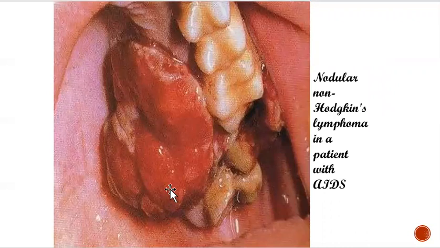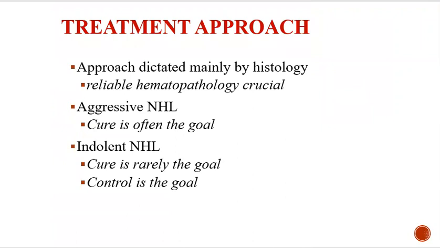In this picture, you can see a nodular non-Hodgkin lymphoma lesion in a patient with HIV syndrome. For the initial treatment of patients with intermediate or high-grade lymphomas and patients with bulky disease, an inpatient setting is recommended in order to monitor for tumor lysis syndrome and to manage it appropriately. In aggressive lymphomas, cure is often the goal of treatment. In indolent lymphomas, cure is rarely the goal, but control is the goal, and the approach is dictated mainly by the histology of the lymphoma.